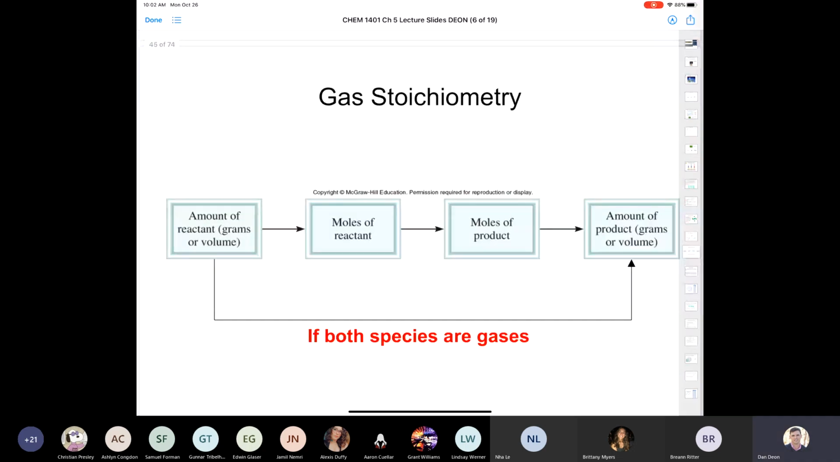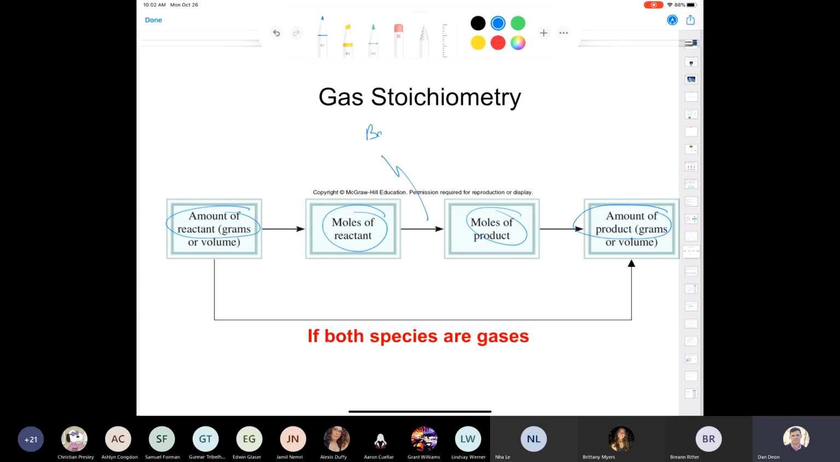Right? Remember this. We looked at a figure almost identical to this quite a while ago, like a month or two ago, when we talked about the amount of a reactant in grams. If we want to use that to determine the amount of a product in grams, we would have to proceed through moles, and then we'd use the balanced equation in order to get us from moles of reactant to moles of product, or vice versa.